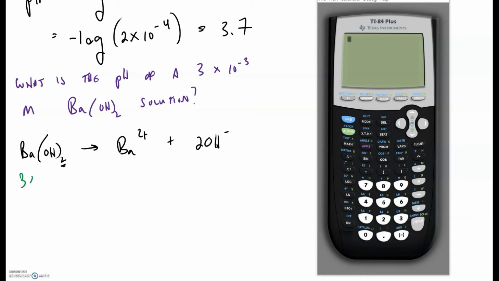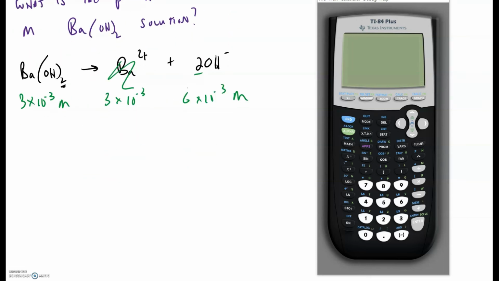So if we have a 3 times 10 to the negative 3rd molar solution, we'll get 3 times 10 to the negative 3rd molar barium, but we don't care about that. And of course, times 2 is 6 times 10 to the negative 3rd molar hydroxide. Now, we want to get this into pH. There's a couple ways we could do this.